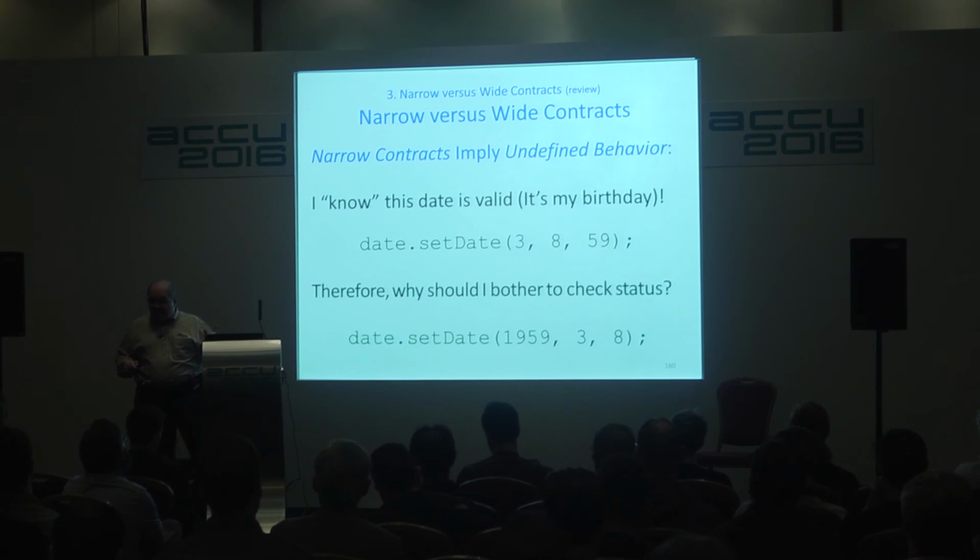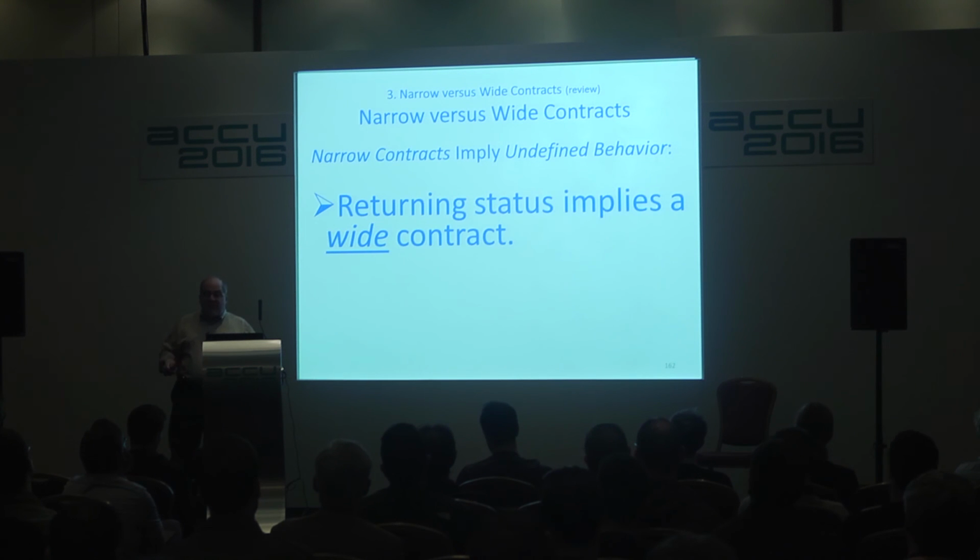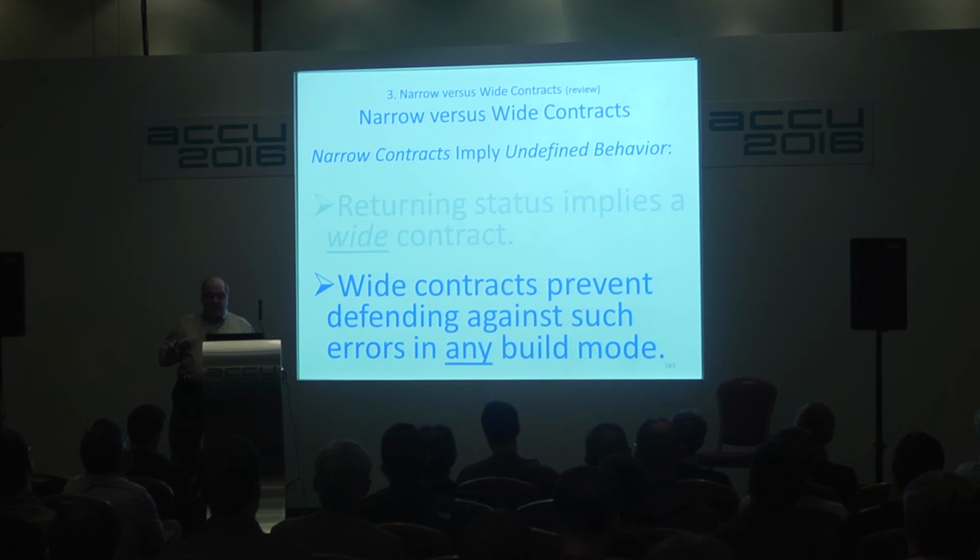doing a check and returning status, I've turned this into a wide contract, and there's no way to mechanically verify what I'm doing in any build mode. So this is a double fault. You can't guard against double faults. So it's much better to have the possibility of turning on checking and catching the error than relying on the human being to get the thing right and check the status. And if the status is bad, what are you going to do?